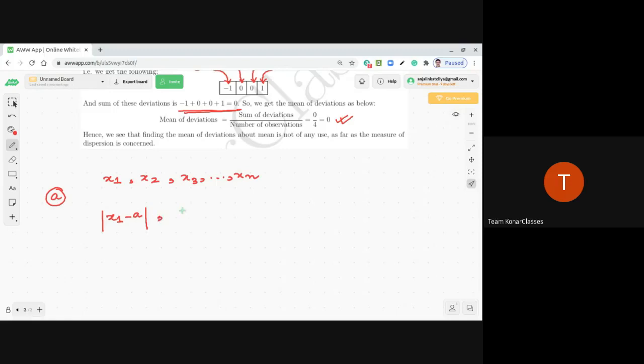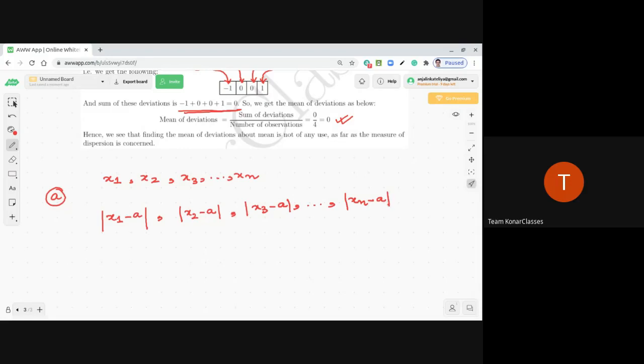Similarly, for X2, we are computing X2 minus A, its absolute value. That means a non-negative value. And dear students, you know from inequality and complex numbers how we describe the non-negative value. That is the mod. That is the symbolic representation of a non-negative value. Correct, dear students? So here we have X3 minus A, and in that way it continues till Xn minus A. So these are the non-negative values.